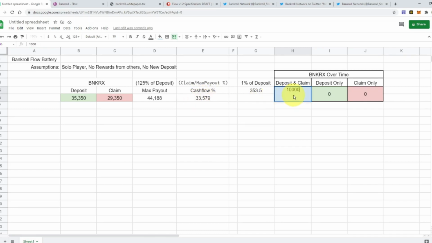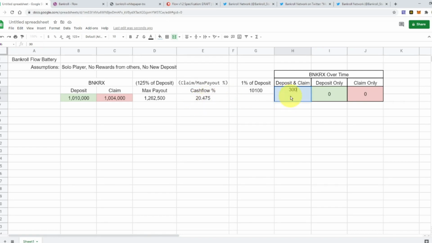Let's say that you've now had your flow account for so long, you've rolled 100,000 BNKRX. You're at 24%. We're still not where we want to be. So let's go to 500,000. Now you're at 20.9. Your 1% of the deposit is 5,100. Let's just change that to something like 1 million. You're still not at 20% exactly, but you're getting damn close.